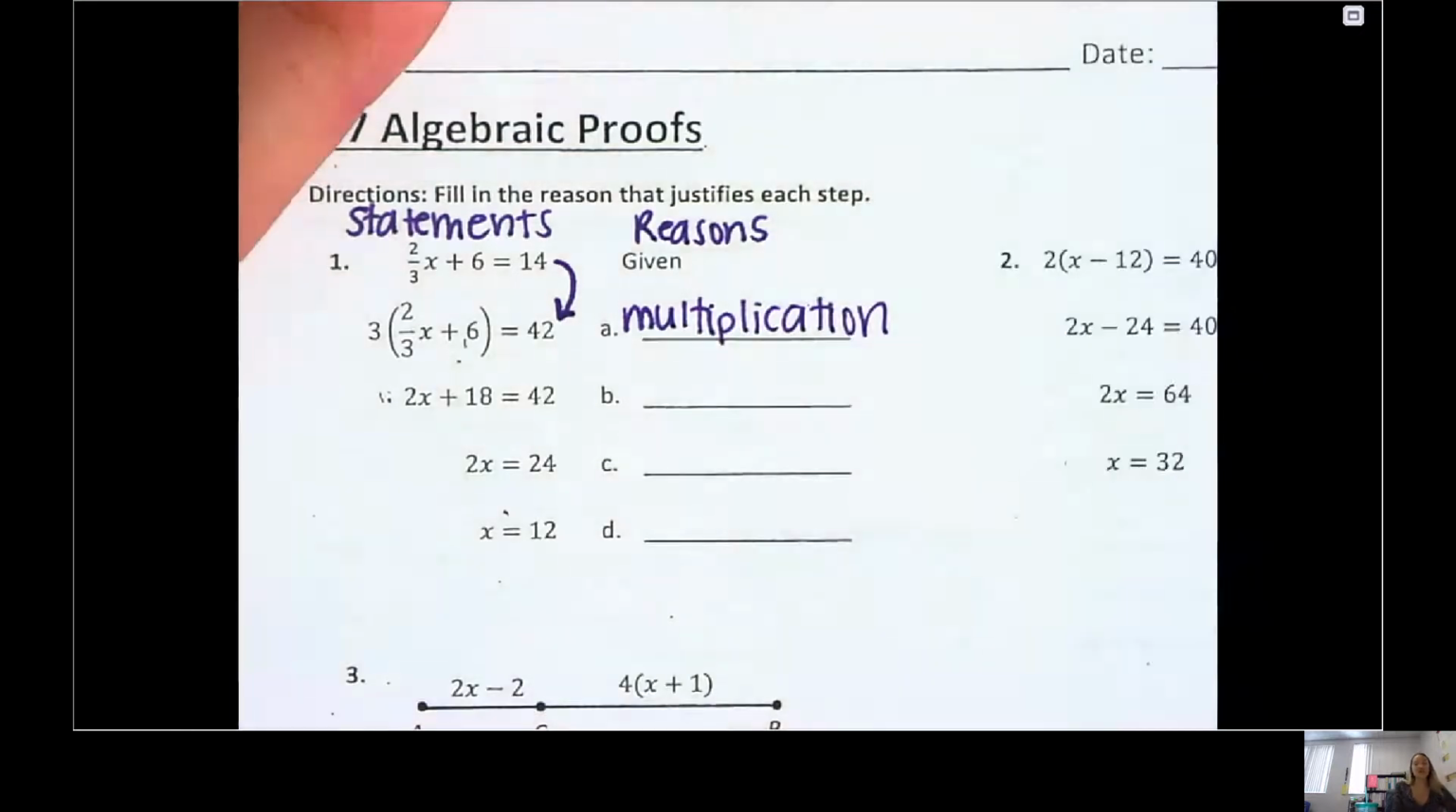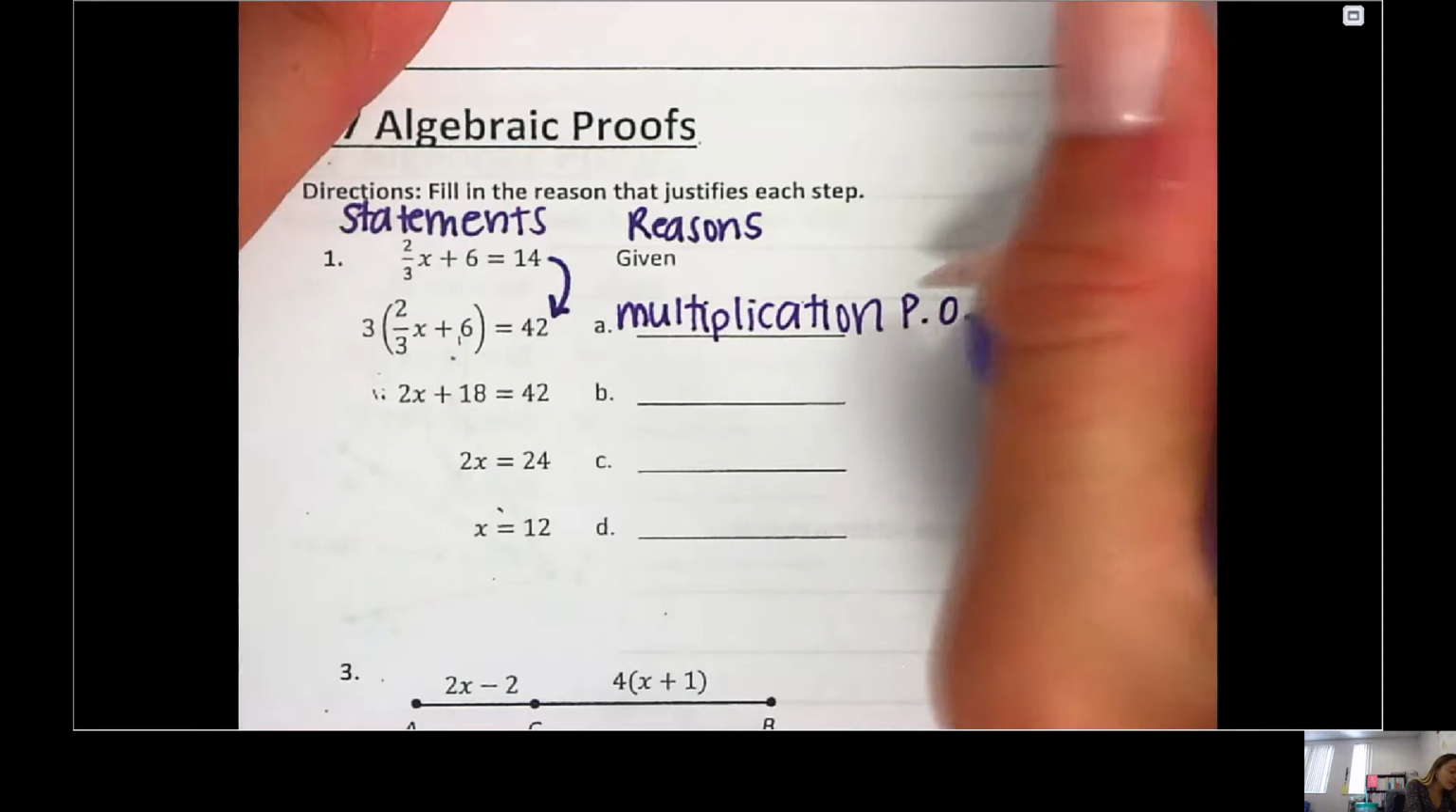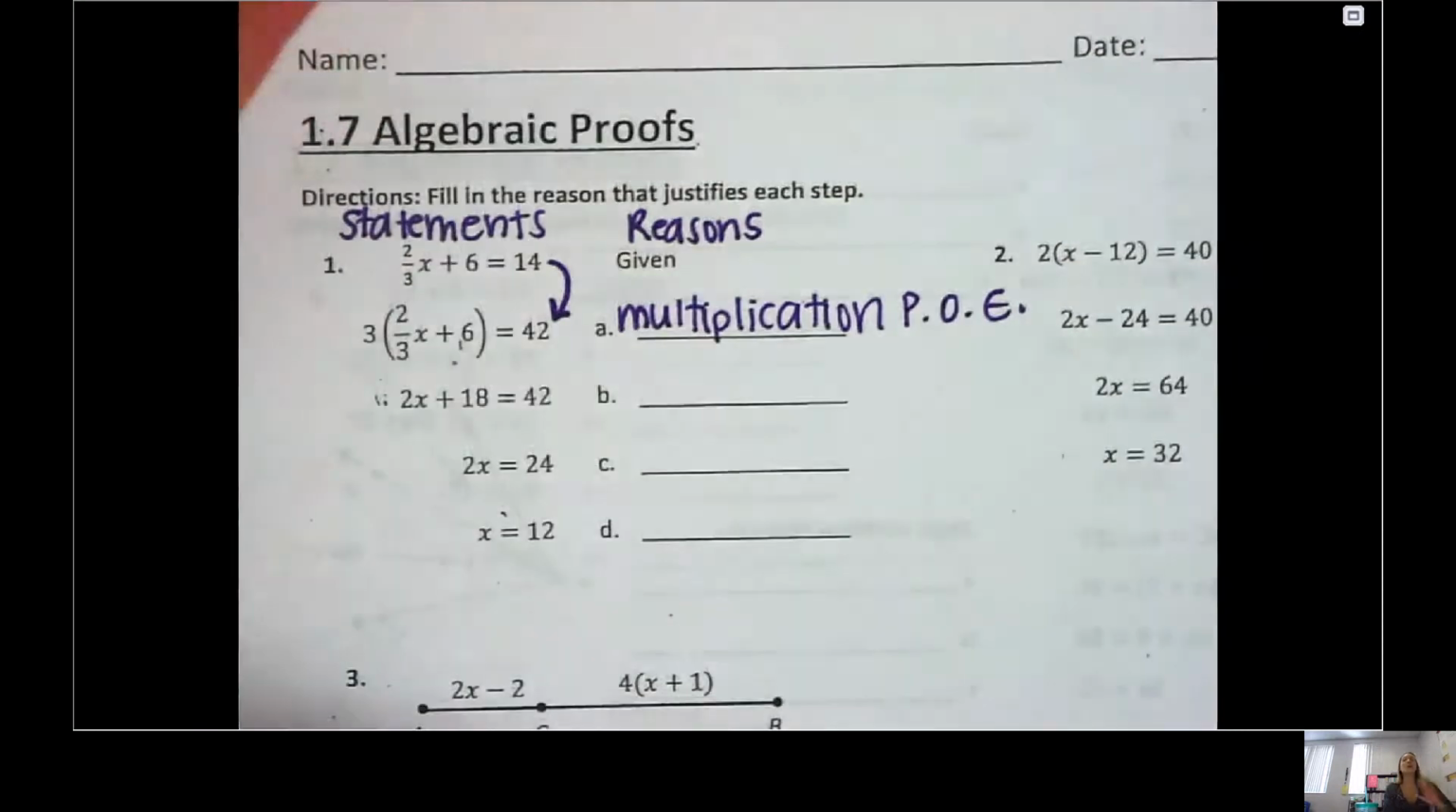And again, there's not enough space to write property of equality, but we're going to put POE. You do have to put POE because you're showing it's happening on both sides of the equation. So you have to state that. Okay, beautiful.